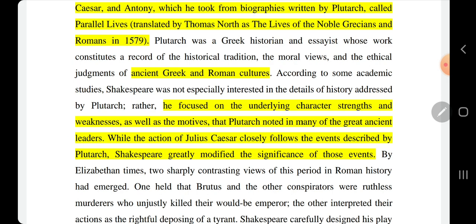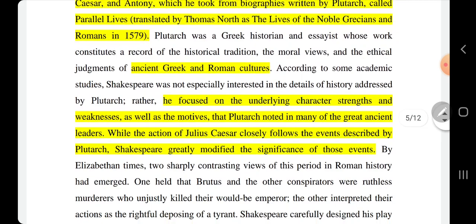So, what does that mean, student? It means that when talking about those historical figures such as Brutus and any other people, Shakespeare was not actually interested in their history, rather, he was more interested in their characters, let's say their characteristics, such as the strengths, the weaknesses, as well as the way they think, the way they move. Okay, all of these things drew the attention of Shakespeare.